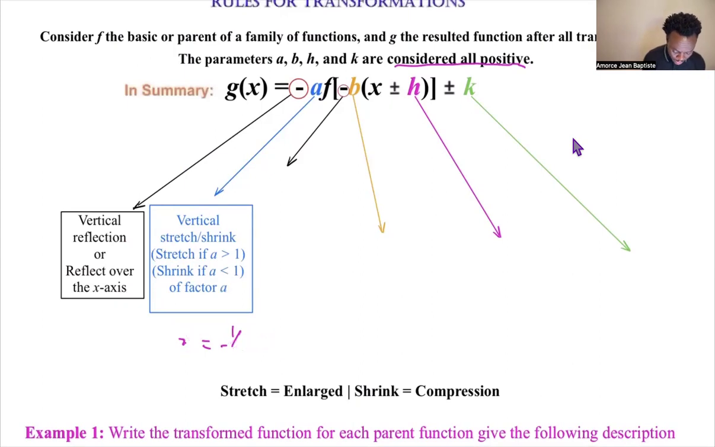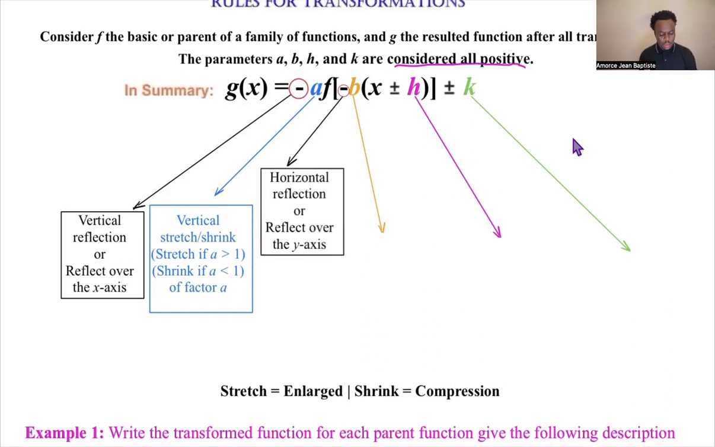Now let's move on to the next. Let's look at a negative sign inside of the function. If it's an absolute value, inside of the absolute value, not on the outside. A negative sign inside of the radical or before squaring the x will mean that you have a reflection in the y-axis, or a horizontal reflection.